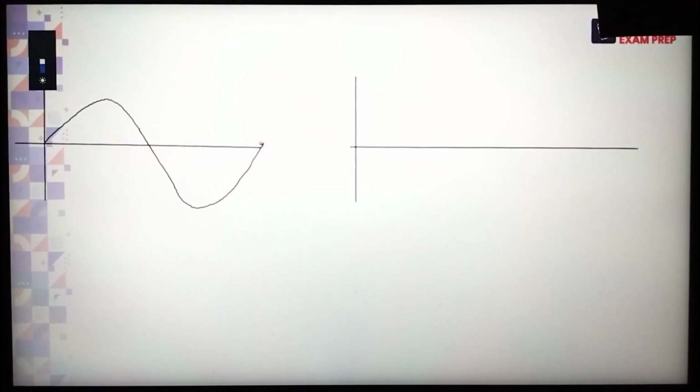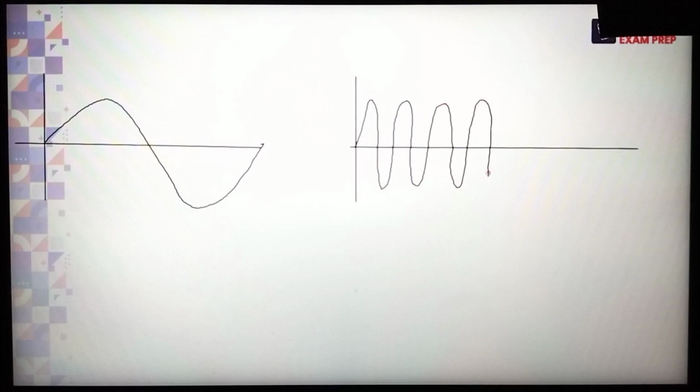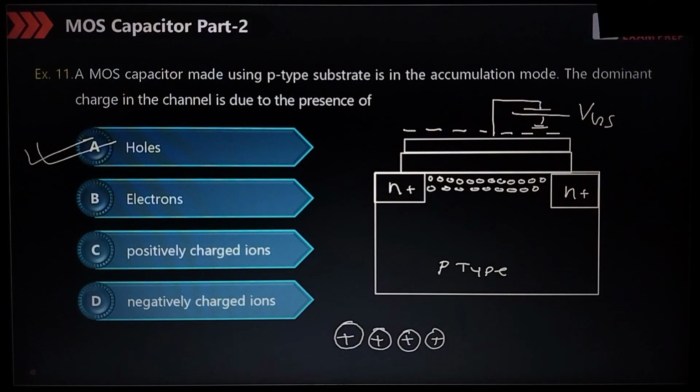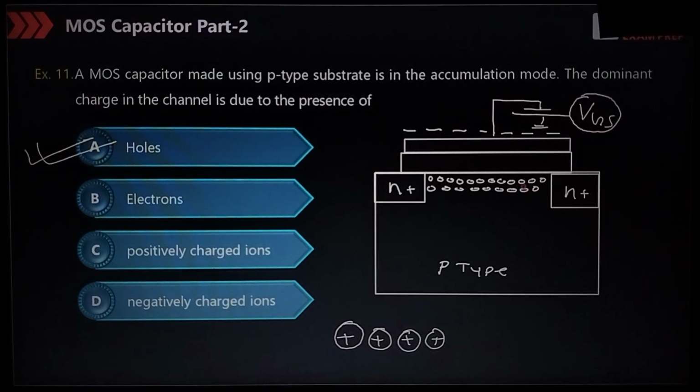For example, if I apply a large sinusoidal signal, large means it may vary from plus 5 volt to minus 5 volt. This type of signal we are applying. This is the signal, and this is the high frequency signal. Continuously we are applying this signal at this point in the place of VGS. So VGS is a continuous variable from minus 5 to plus 5.